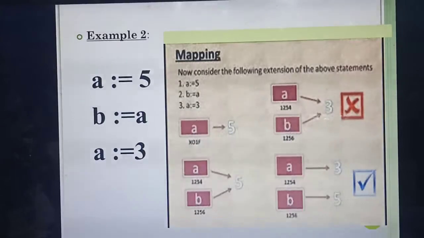See the next example. See the first line: A equal to 5. So what's the value of A? 5. Then B colon equal to A. In the second line, what's the value of B now? 5, because the value of A is 5. That value of A will be assigned to the variable B, so now the value of B is also 5. Then in the third line they are giving A equal to 3. So now what's the final value of A?